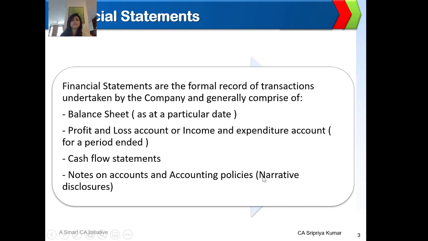What are financial statements? They're nothing but a formal record of transactions which are undertaken by the company and generally comprise of a balance sheet, a P&L account or an income and expenditure account, cash flow statement, and notes and accounts and accounting policies, etc. What's very relevant here is if you open any balance sheet, you'll find that it's as at a particular date. A profit and loss account summarizes the effect of transactions and the profit or loss or the net income or net expenditure for a period ended.